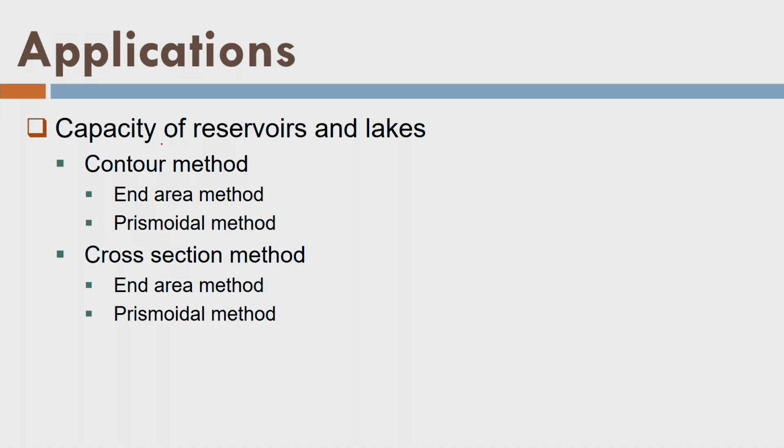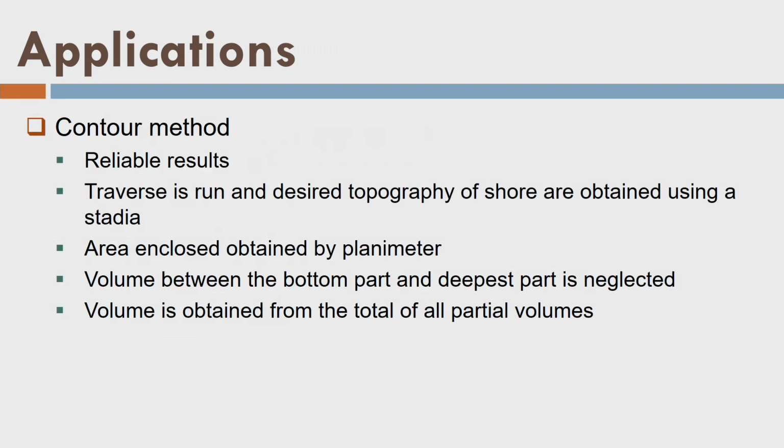First, we want to find out the capacity of reservoirs and lakes, and that is the most important application. So first we look into those applications. There are two methods, one is the contour method and another is the cross section method. In case of the contour method, again we have two methods, the end area method and the prismoidal method, and here also we have the same two methods. So, let us look into these two methods and then we will go for the next lecture.